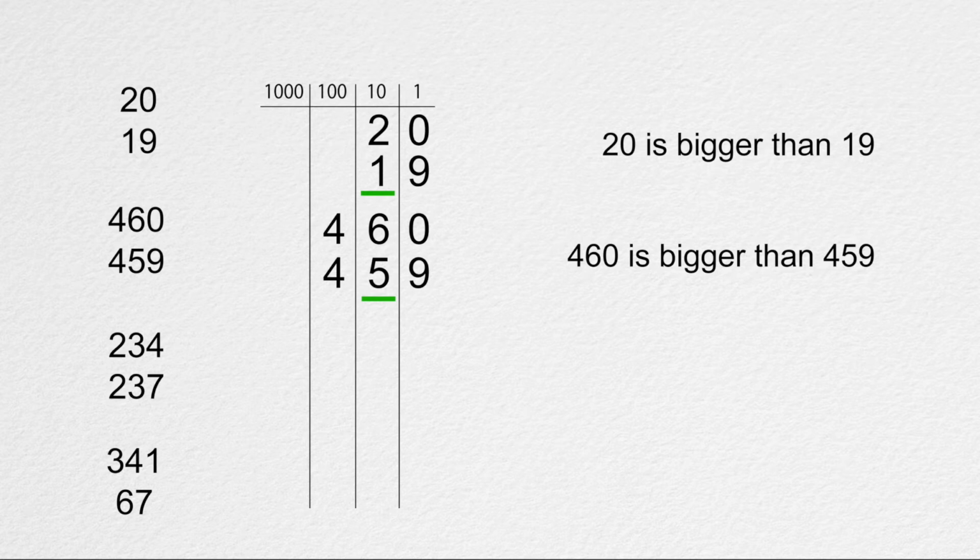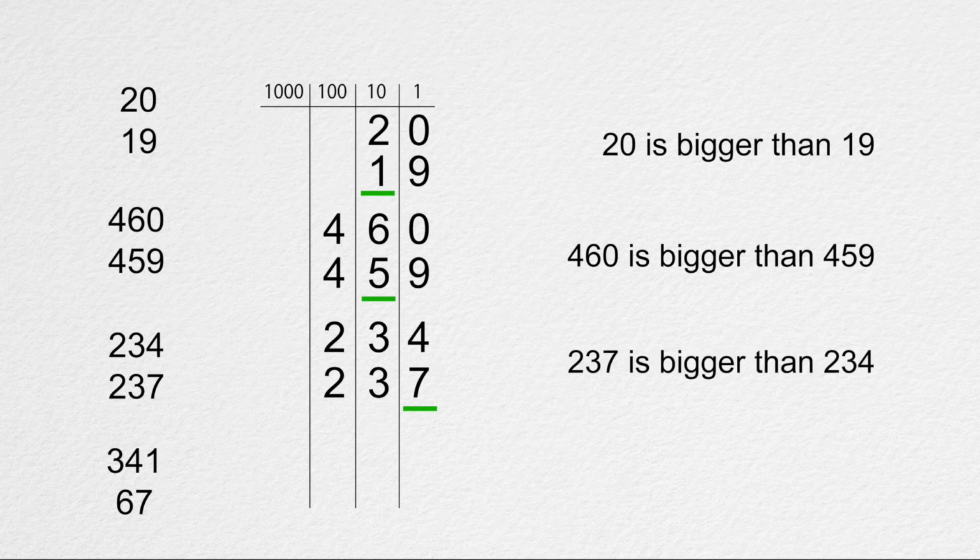Now let's compare 234 and 237. Again, we begin by lining the digits up, the hundreds, the tens and the units, and start comparing. Starting from the left, we compare the hundreds. We can see that both numbers have two lots of hundreds. OK, so let's compare the tens. We can see that both numbers have 3 tens. Well, let's move on and compare the units. We can see that 234 has 4 units and 237 has 7 units. Since 7 units is bigger than 4 units, 237 is bigger than 234.